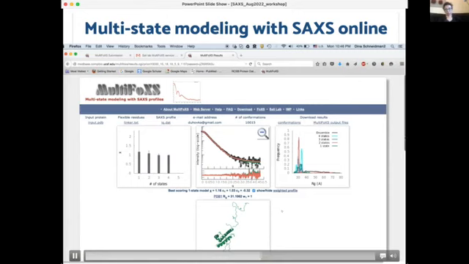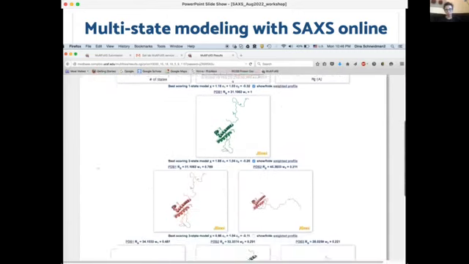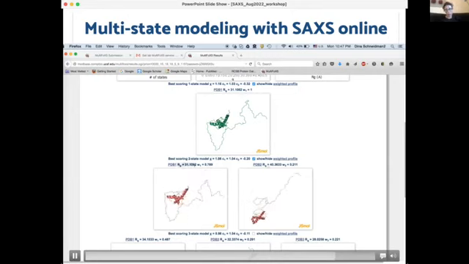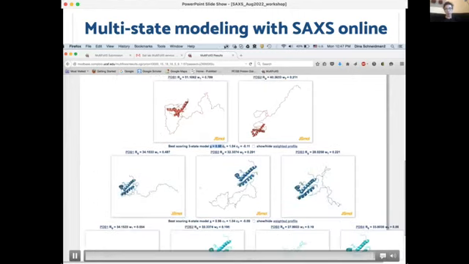So now you will see how it looks. If it's a two-state model, it comes next. This is the best scoring two-state model. And here you can see that the chi is slightly better. And you can also see the two states. One of them has an RG of 31 and the other one has an RG of 40. So this is much more open. The linker is more open compared to this one. And if we go down, we see three-state models, four-state models, and so on.